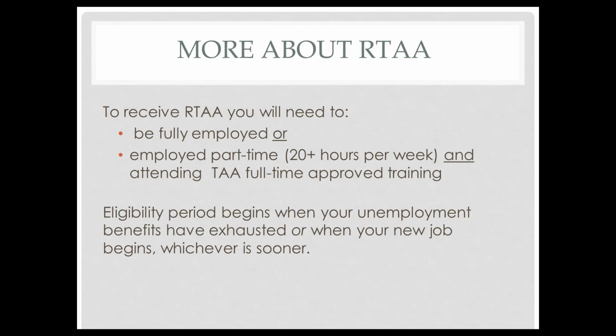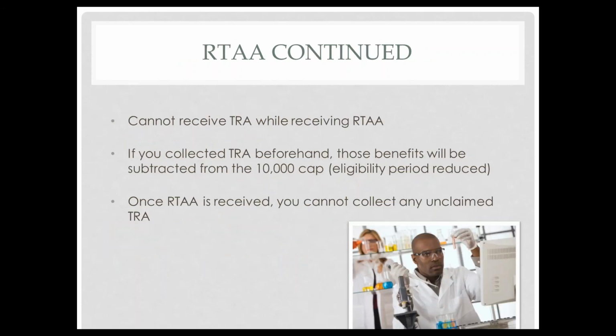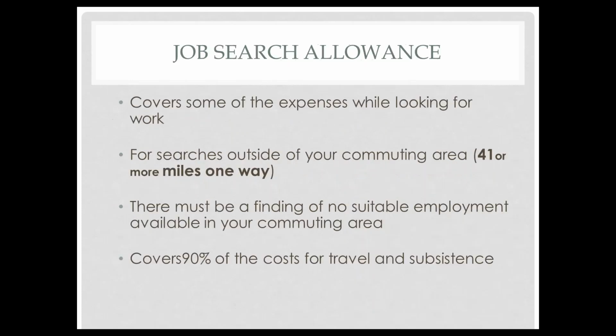To receive RTAA, you will need to be fully employed or employed part-time, at least 20 hours per week, and attending TAA full-time approved training. Your eligibility period begins when your unemployment benefits have exhausted or when your new job begins, whichever is sooner. You cannot receive TRA while receiving RTAA. If you collect a TRA beforehand, those benefits will be subtracted from the $10,000 cap, as will the eligibility period be reduced. Once RTAA is received, you cannot collect any unclaimed TRA.